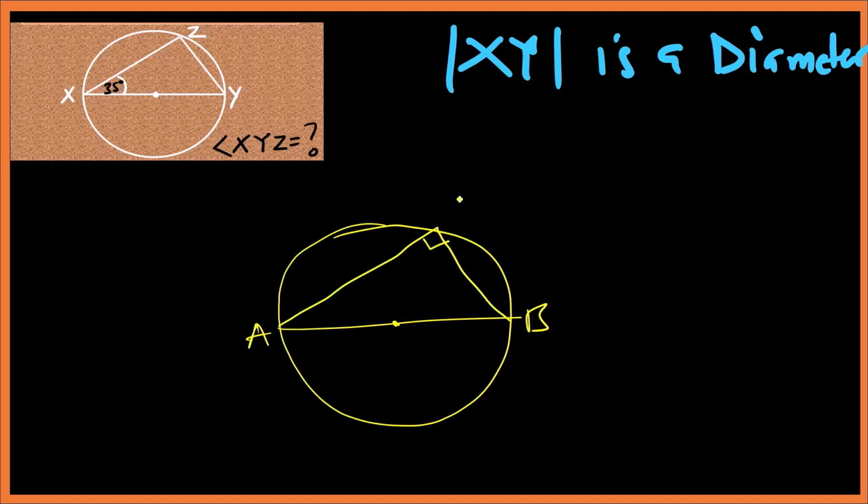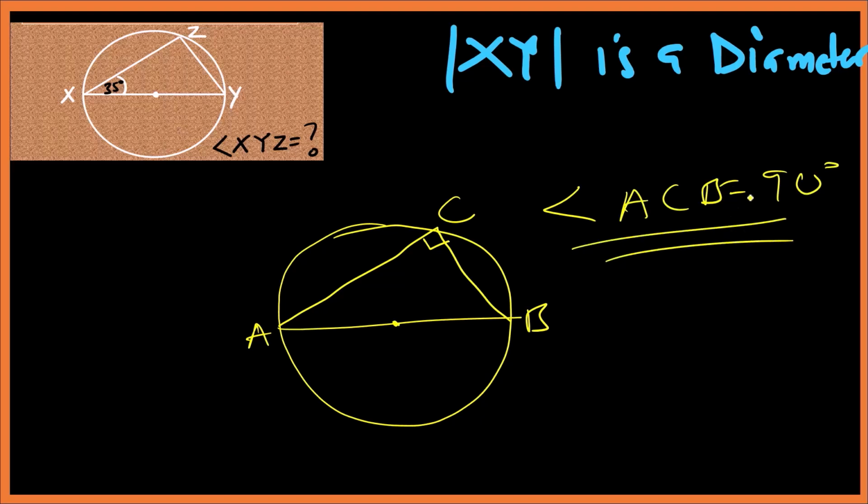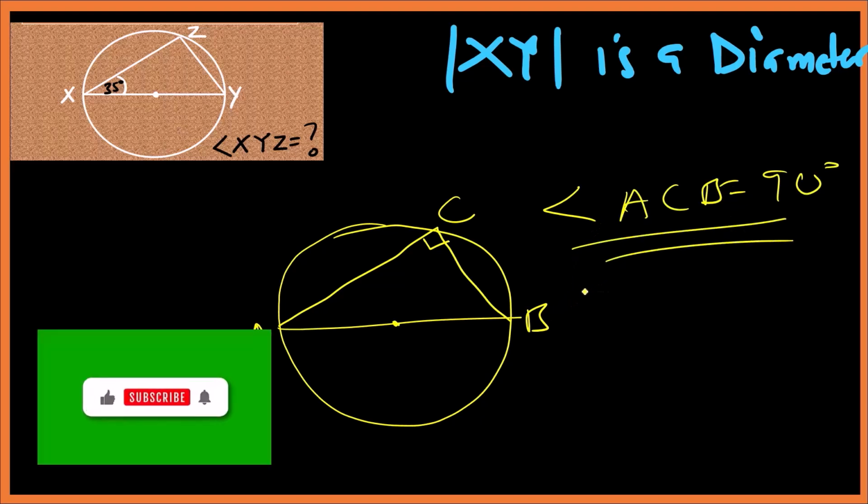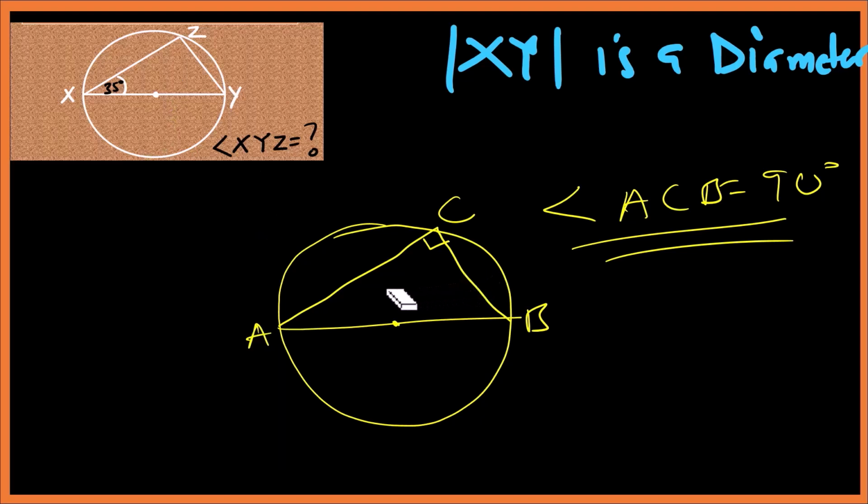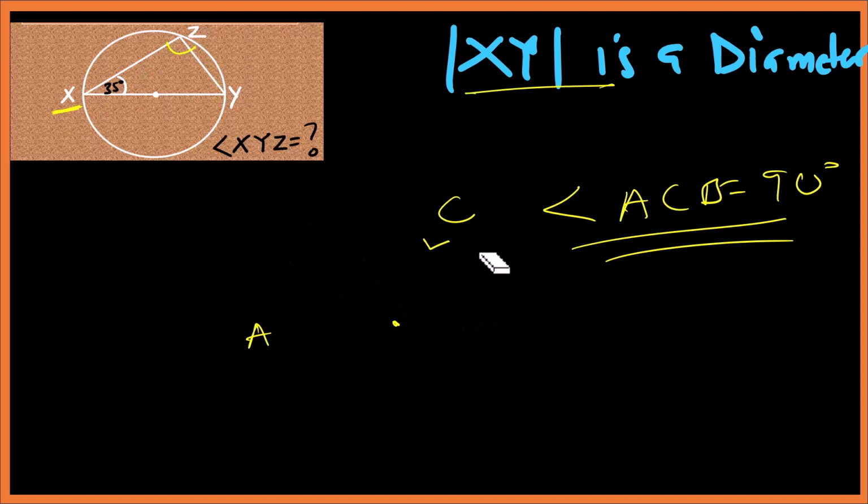So angle ACB equals 90 degrees. Now knowing this condition will help us solve this question. So remember that angle XZY, because XY is a diameter, this side is 90. So to solve for angle XYZ will be very simple.